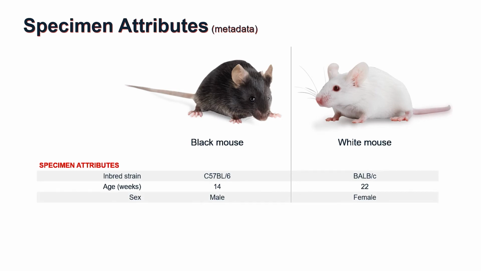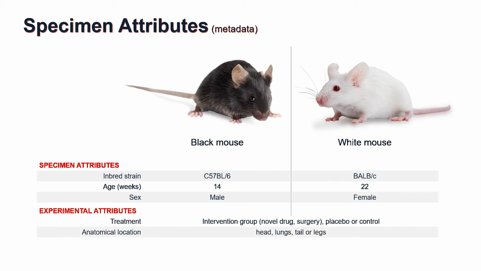Other attributes of a specimen may be determined by experimental design or the acquisition settings on your microscope. In a comparative study, mice may be exposed to different treatments, say a novel drug or surgery, and compared with animals in a placebo or control group. I could also image samples in my mice from different locations, say the head, lungs, tail, or legs.